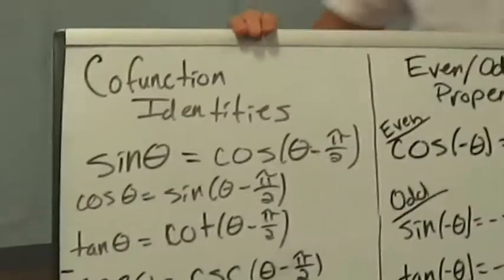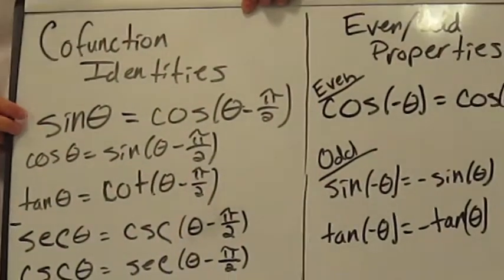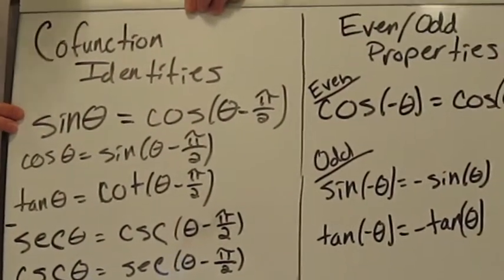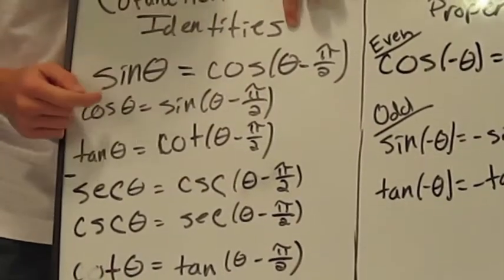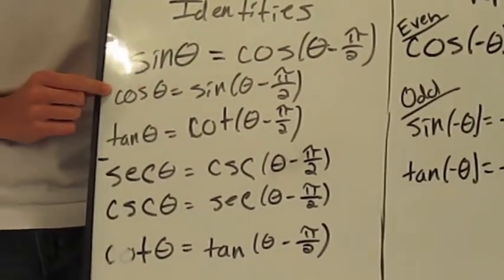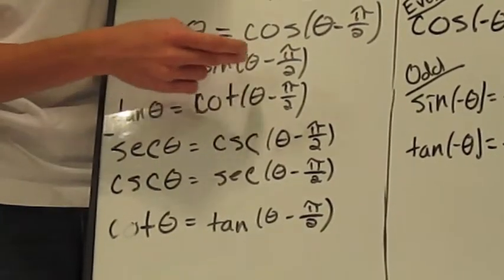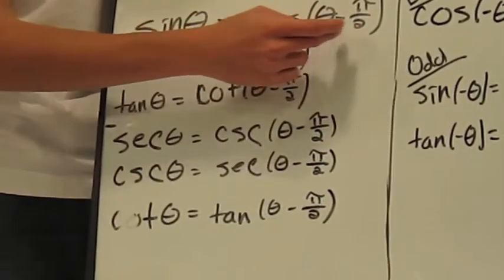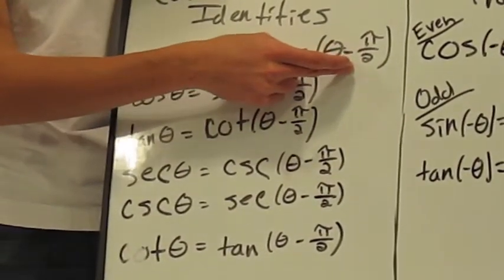To continue with cofunction identities and even odd properties. So in cofunction identities, it's where we learn the relationships between sines and cosines, especially in graphing. So sine of theta equals cosine of theta minus pi over 2. And cosine of theta equals sine of theta minus pi over 2. Tangent of theta equals cotangent of theta minus pi over 2. So we can see a trend here that in each one, it's similar to the other in the fact that you have to subtract pi over 2 from theta.